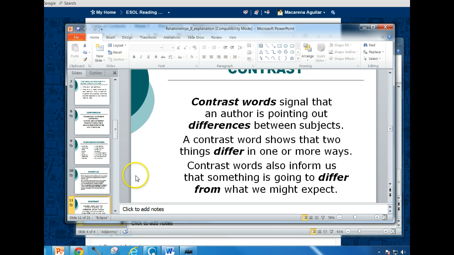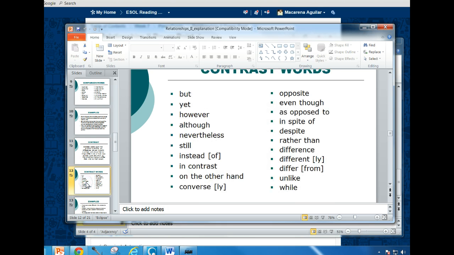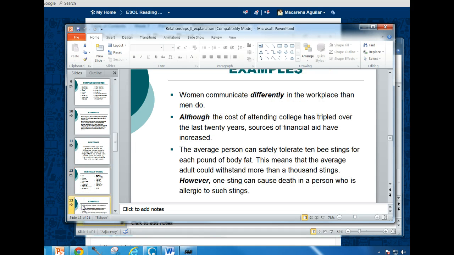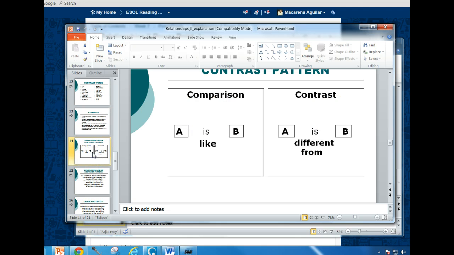And of course, things are not always similar, but they can also be contrasted. So here are contrast words that signal a difference between two concepts. And here are examples of words that indicate a contrast, quite a few. And then examples in a sentence. I'm not going to be reading all the examples. I want you to do that, but I'm just pointing out the most important information here. So you have comparison when two things are alike and contrast when two things are different.